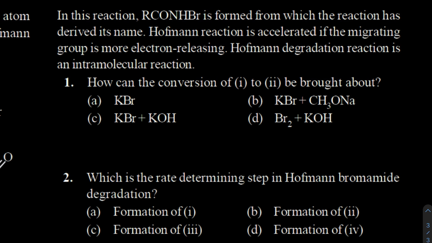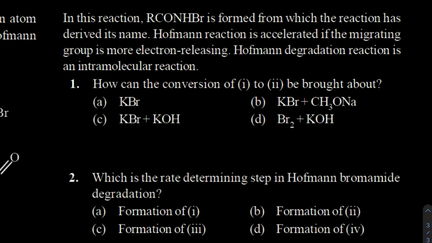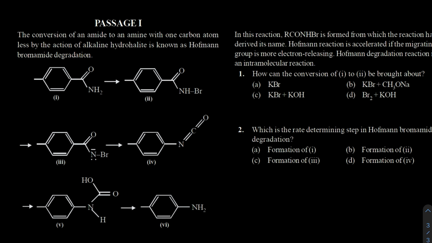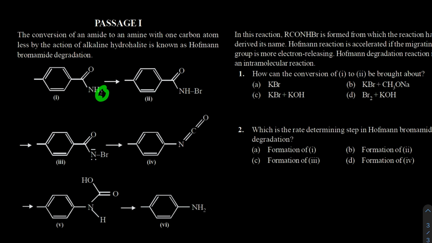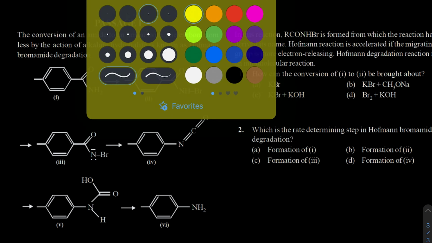How can the reconversion of 1 to 2 be brought about? Let's have a look at the reaction of 1 to 2. As we saw previously, 1 to 2 becomes possible by loss of 1 hydrogen, which means that 1 OH minus is reacted along with the reaction of bromine. OH minus and bromine are the required conditions to create this bromamide. So the correct answer will be bromine along with KOH, which means D is the correct choice.